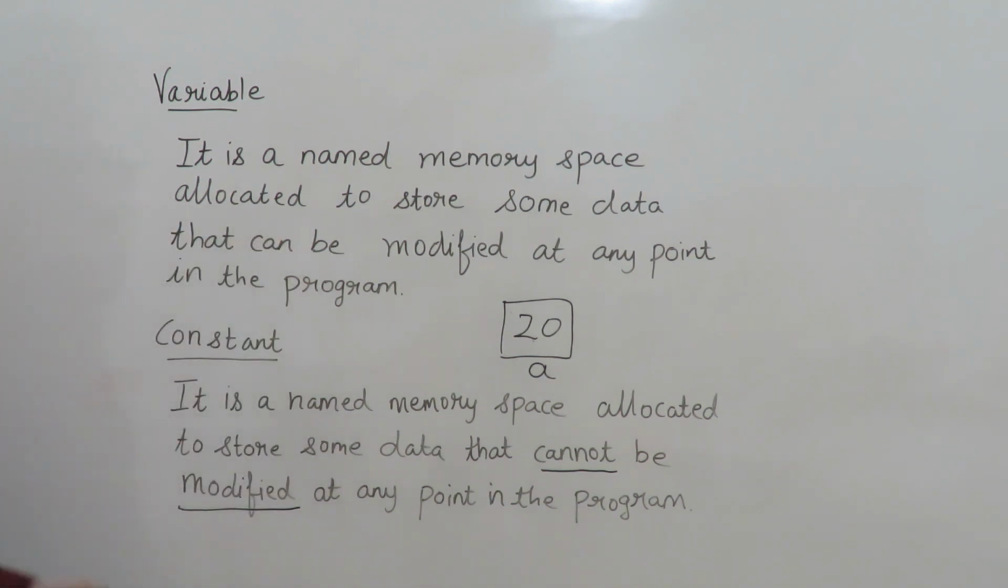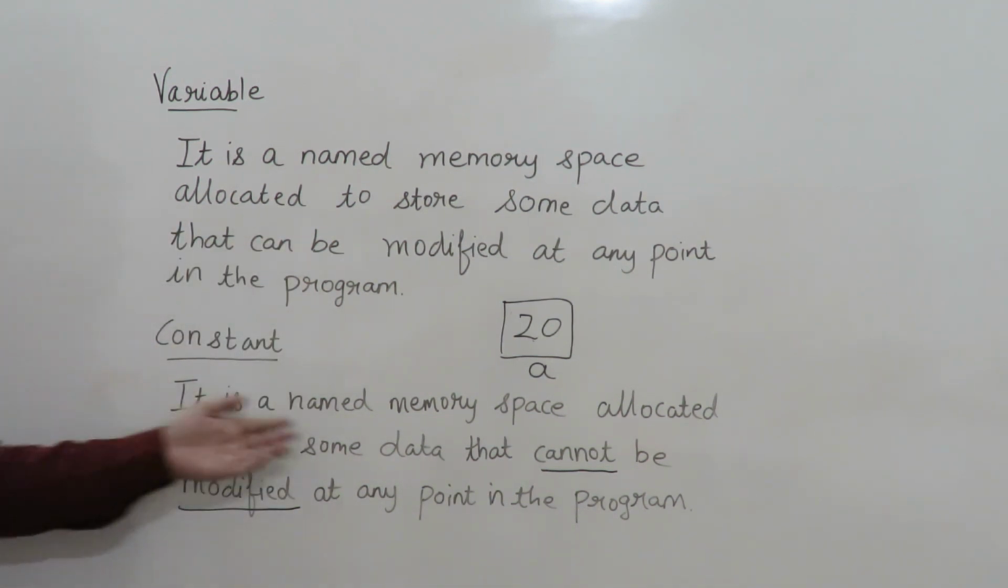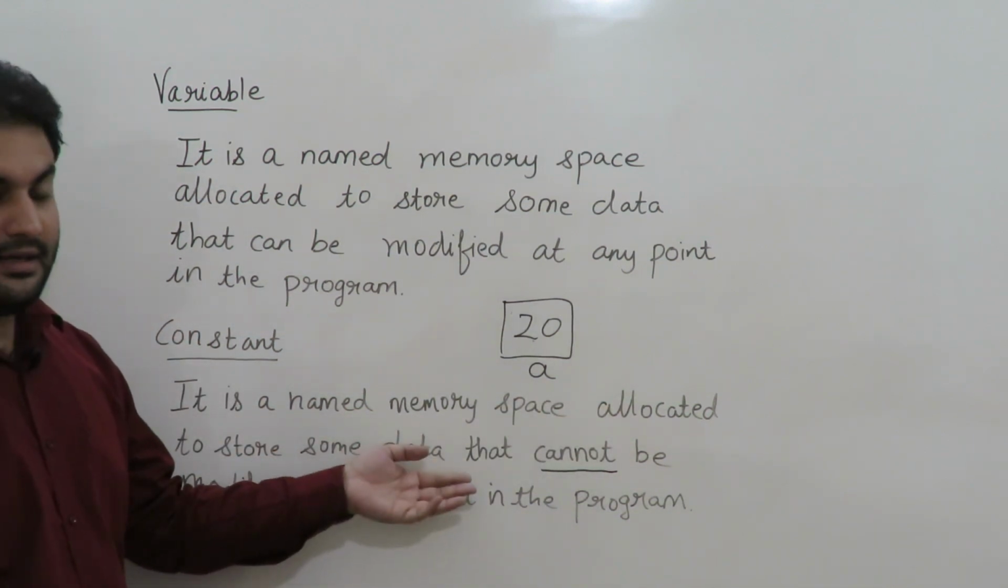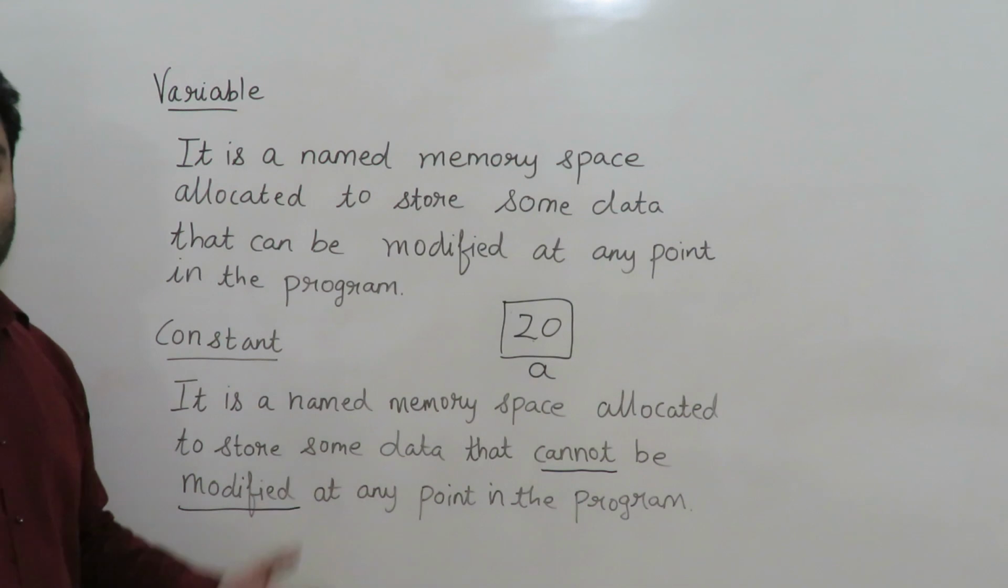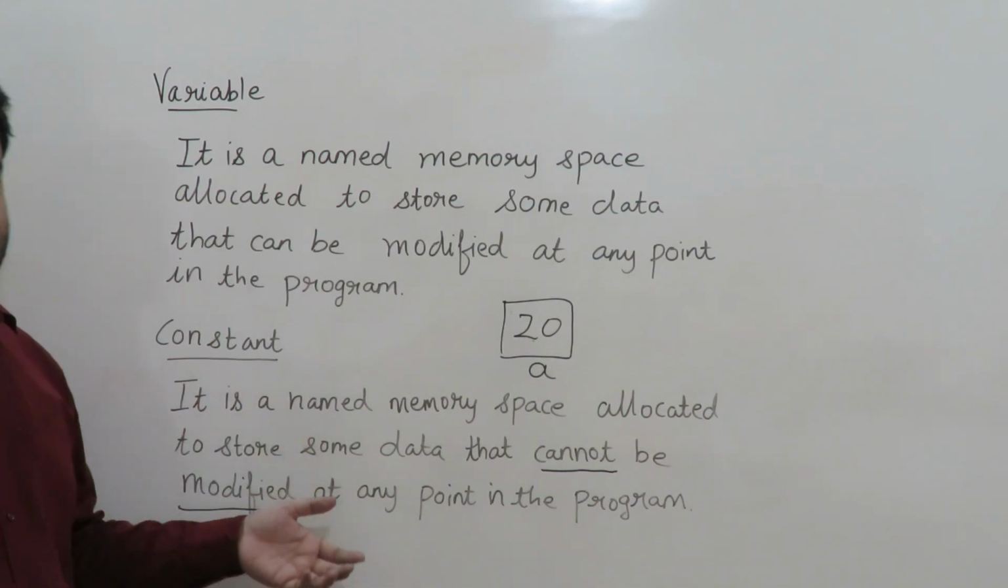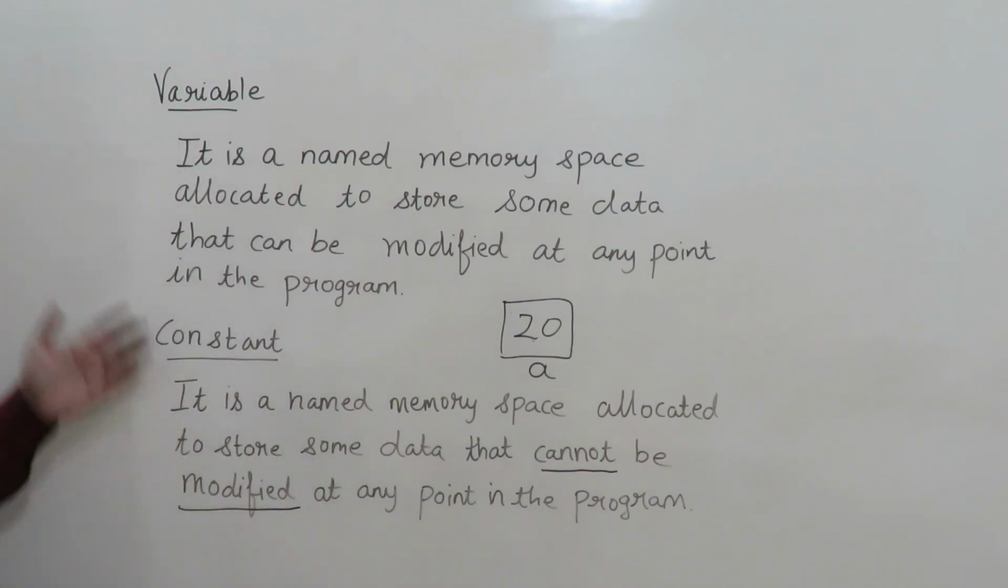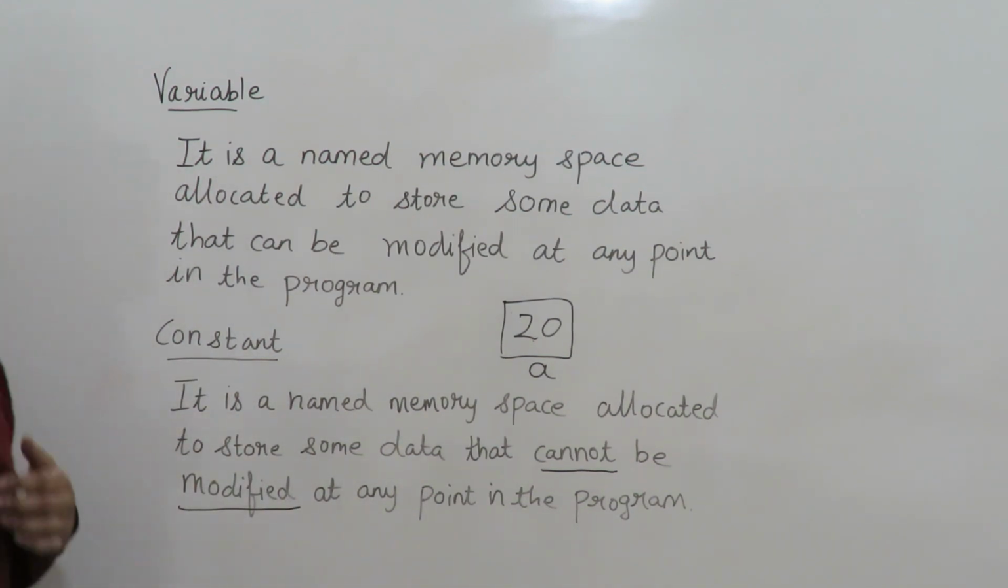Now what is a constant? It is also a named memory space allocated to store some data, but that data cannot be modified at any point in the program. Once we declare a constant, we cannot modify its value in the whole program. If you are clear with these two terms, we can start with our first program.